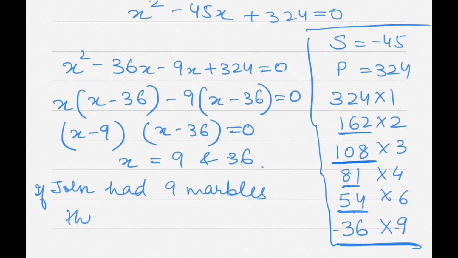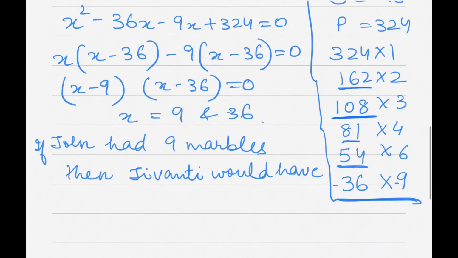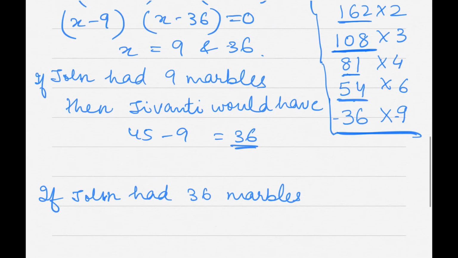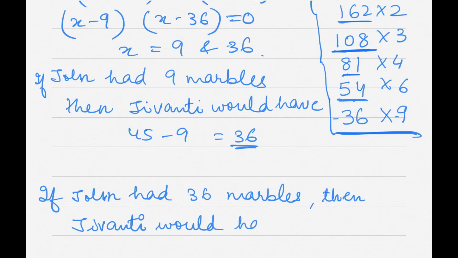Then Jeevanti would have 45 minus 9, right? So that is equal to 36. Or vice versa, we could take, because x has two values, I could say that if John had 36 marbles, because both are the answer, I can consider any, right? Then Jeevanti would have 45 minus 36, right? So that is equal to 9.